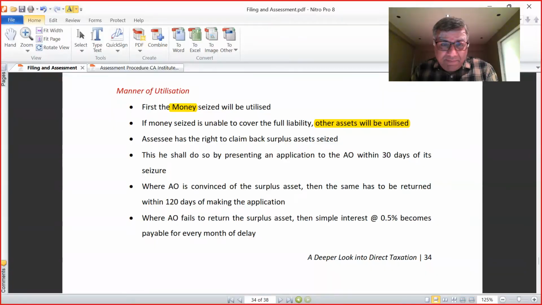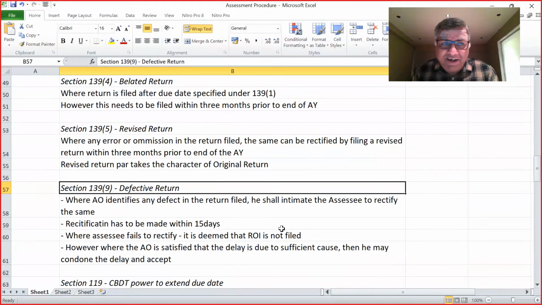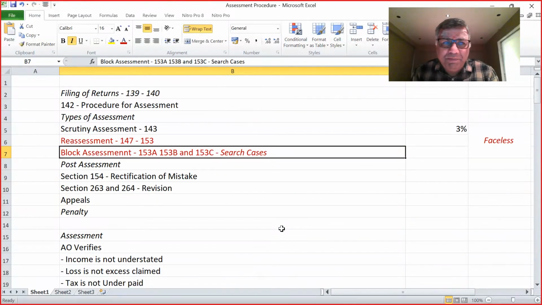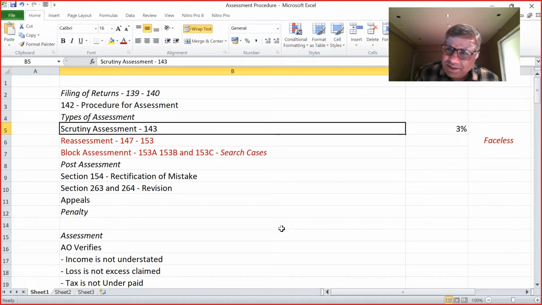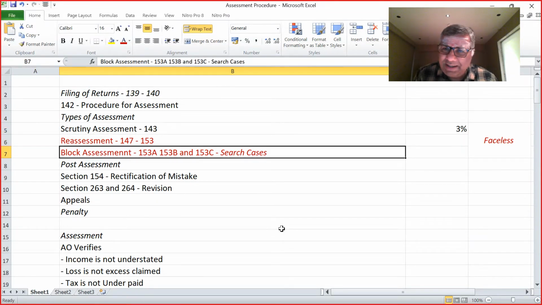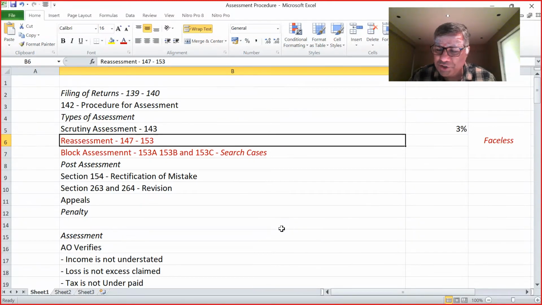The second and the third assessment are now merged. Both have been completed together, along with 143. Before, for search cases, there was 153A, 153B, 153C. Now everything is merged. So in this process, let us recollect how we completed it. We started with 131.